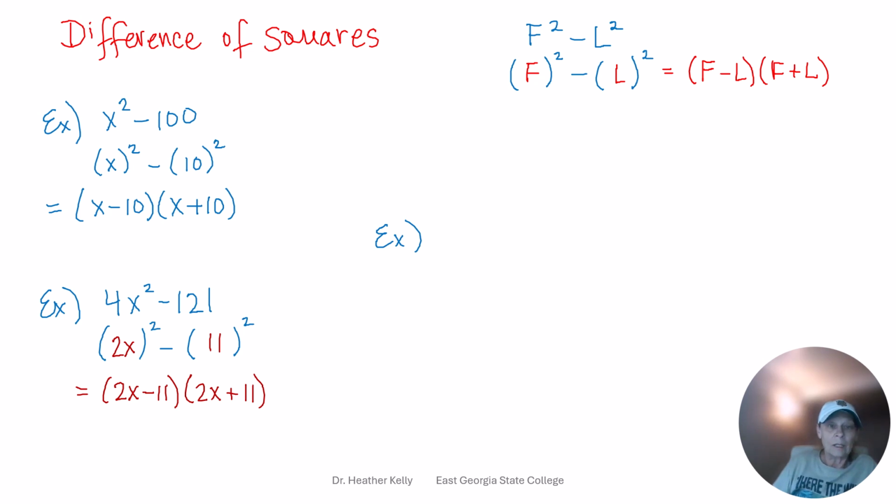Let's take a look at another one. 36x squared minus 1. A lot of times students miss this as being the difference of squares because of the 1, although that's the ultimate squared number. So here we have a 6 and an x, and here we have a 1. So this guy's going to factor as 6x minus 1, 6x plus 1.